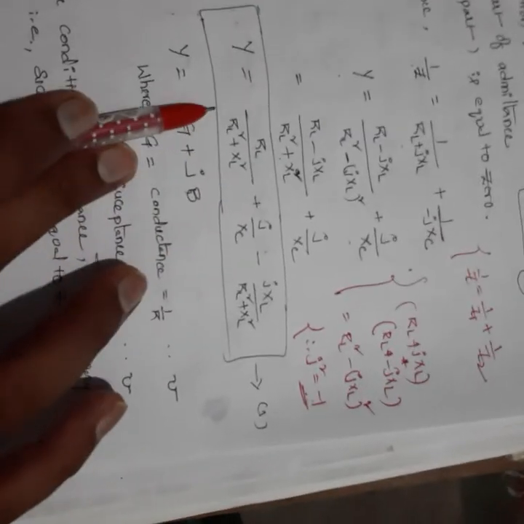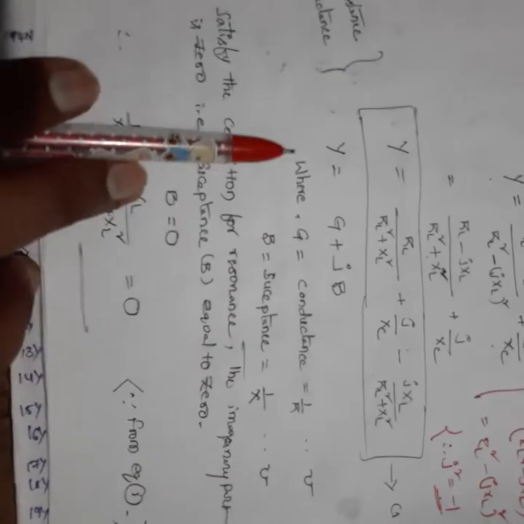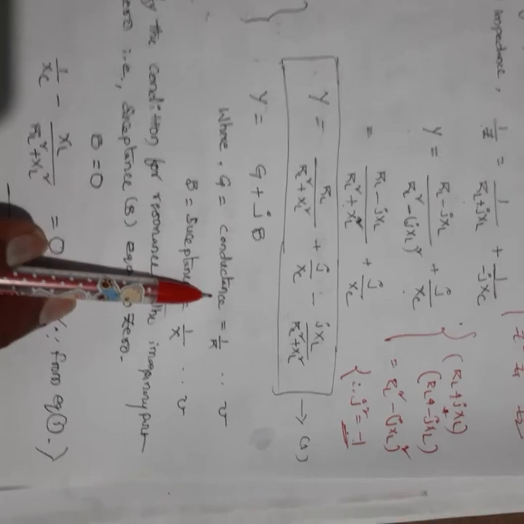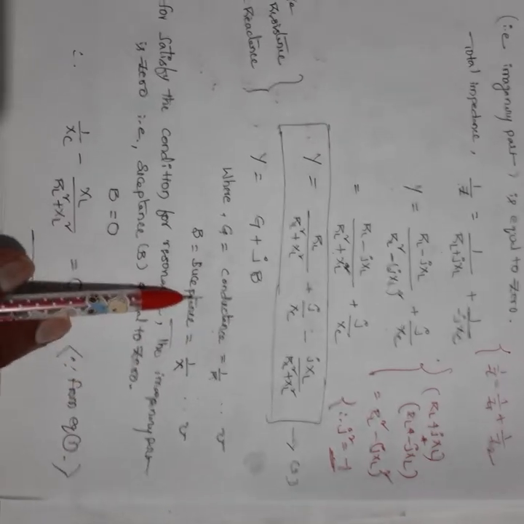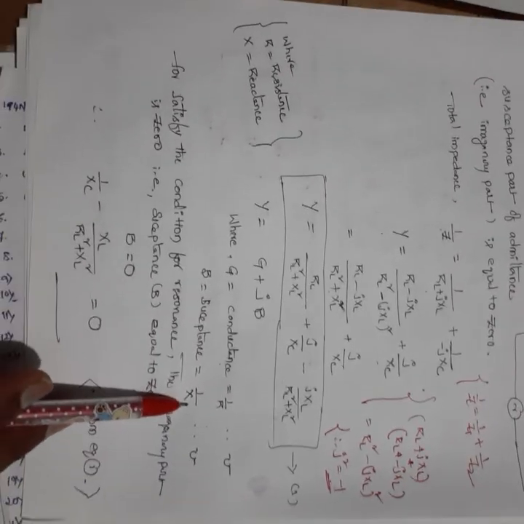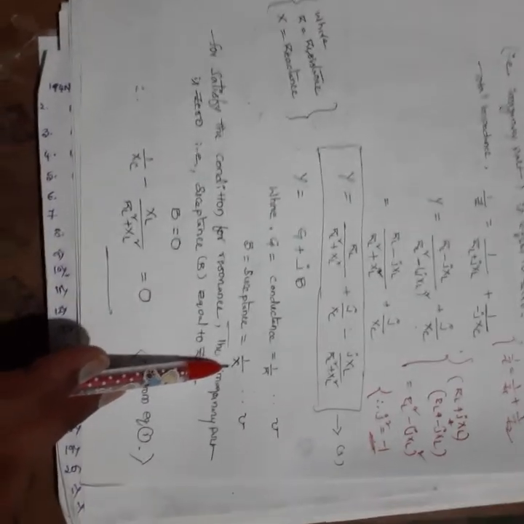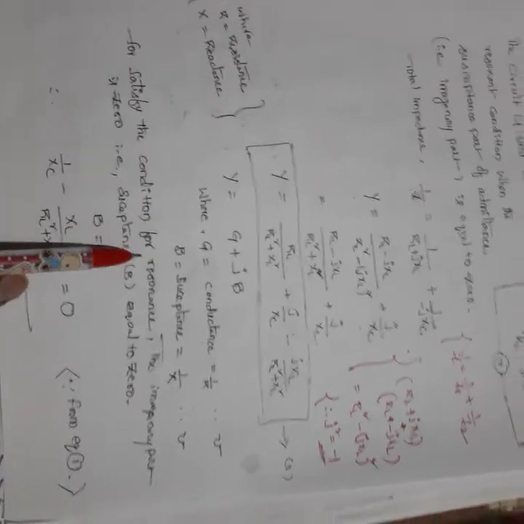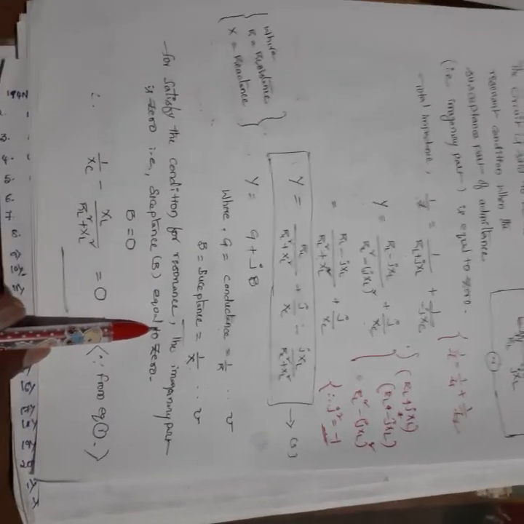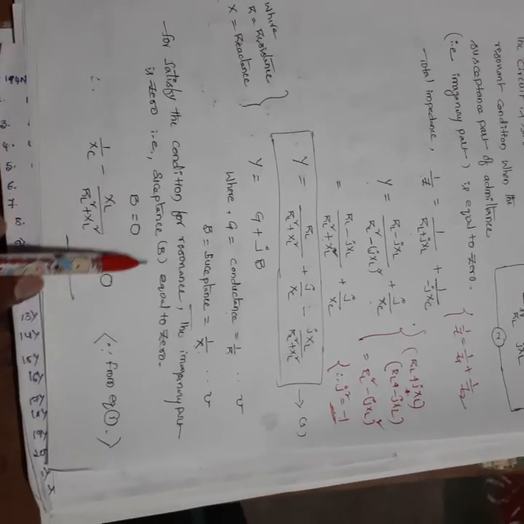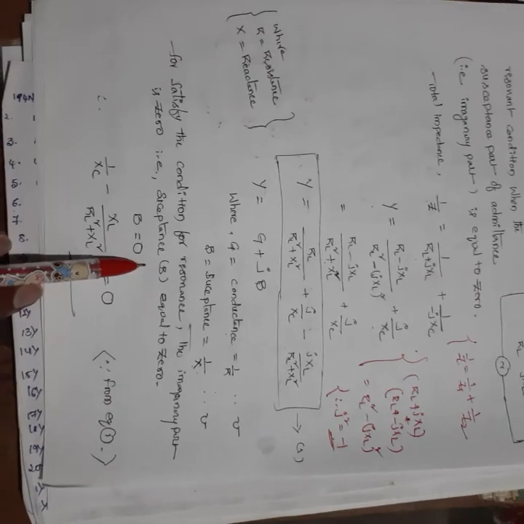Therefore I am equating the terms, separating the real and imaginary parts, that is G plus jB. Here G equals conductance, that is 1 by R, and B equals susceptance, that is 1 by X. R is the resistance, and X is the reactance of the inductor or capacitor. To satisfy the condition for resonance, the imaginary part is equal to 0, that is the susceptance B equals 0.